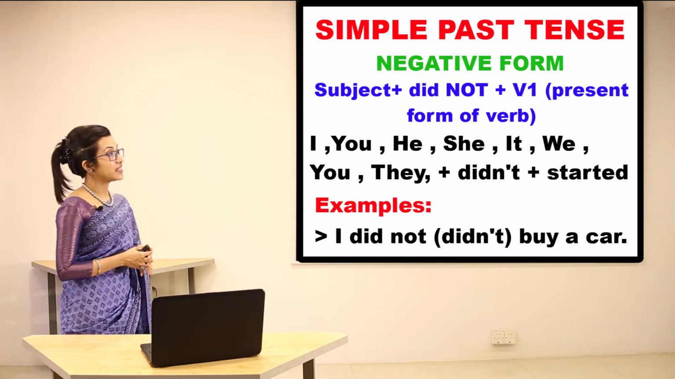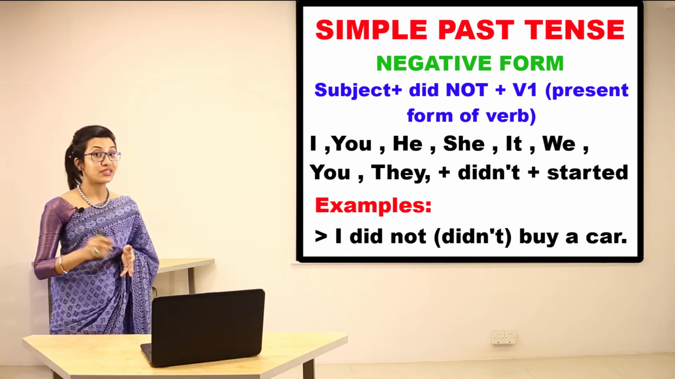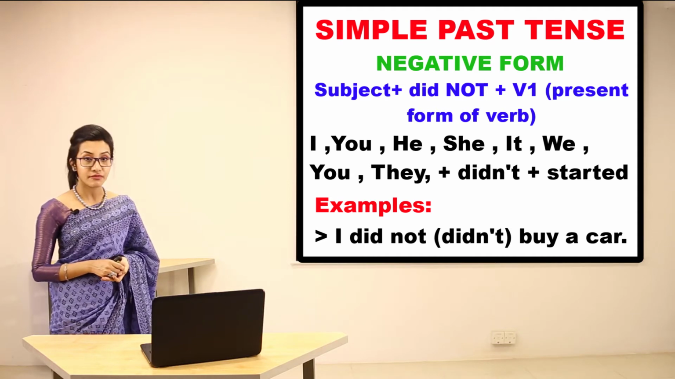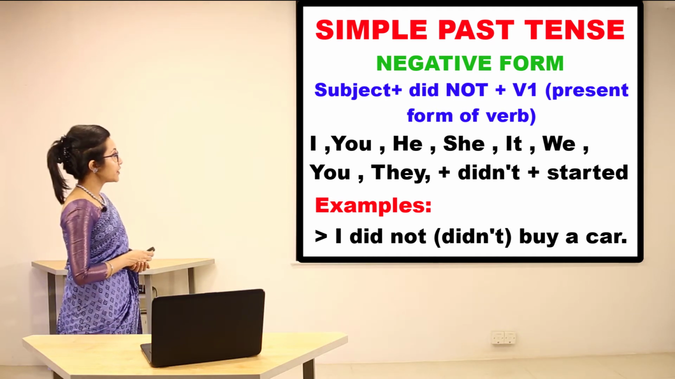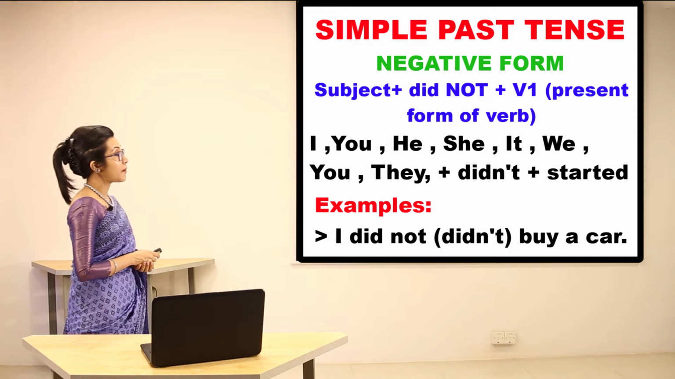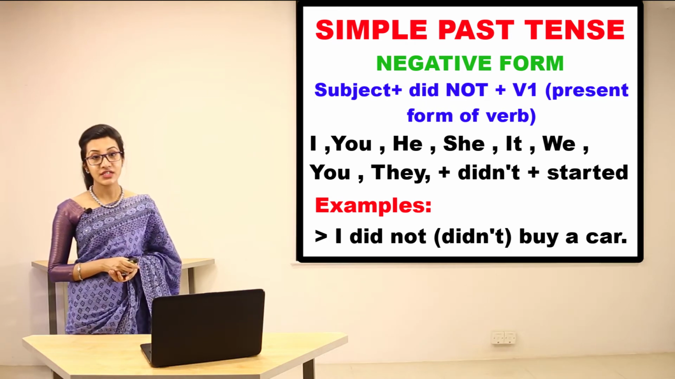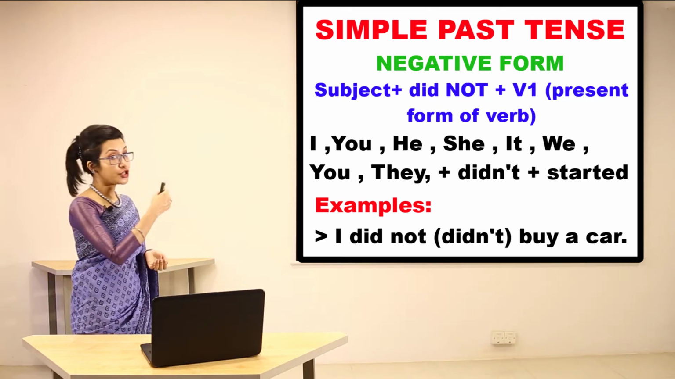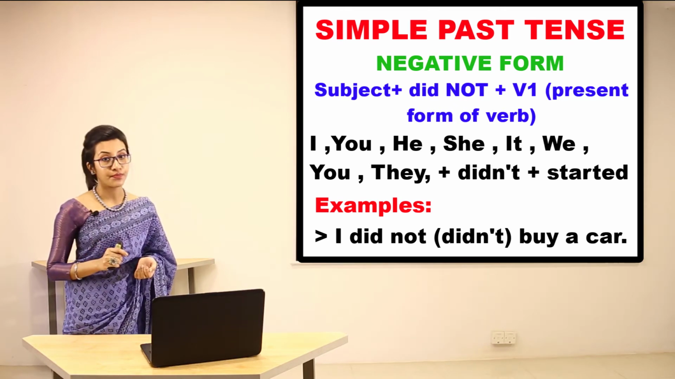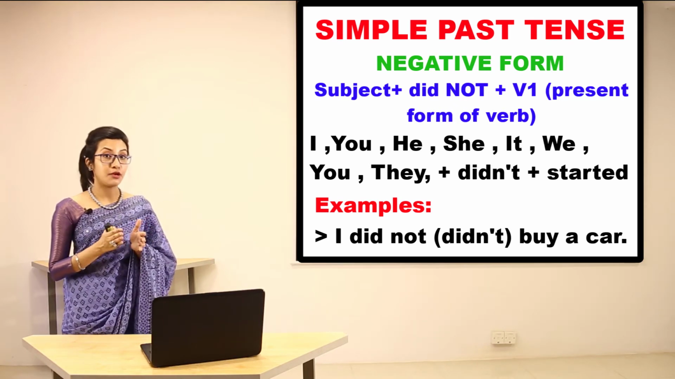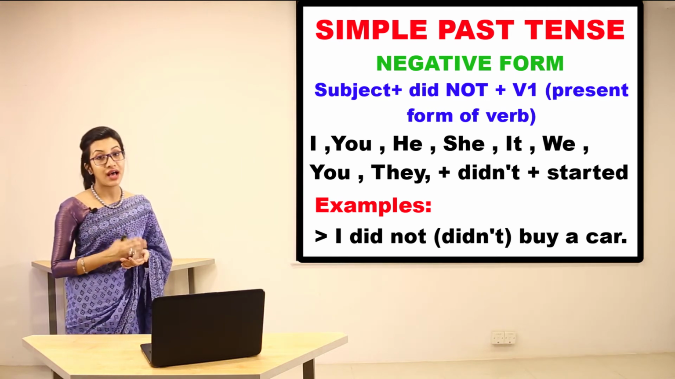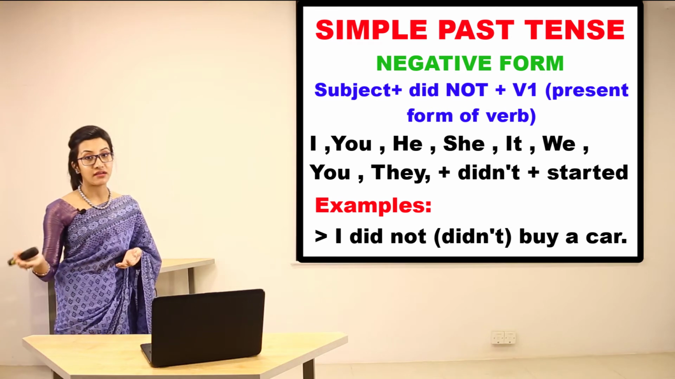Now, if you want to make it negative, we can just use did not, and then we use the present form of the verb. For example, I did not buy a car. As you can see, as we have used did not here, we are not using the past form bought. Did itself is in past. For that reason, we have used buy here. I did not buy a car.